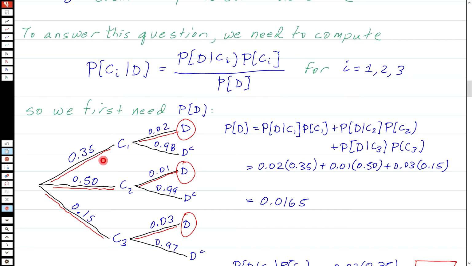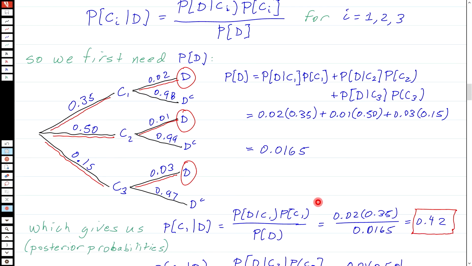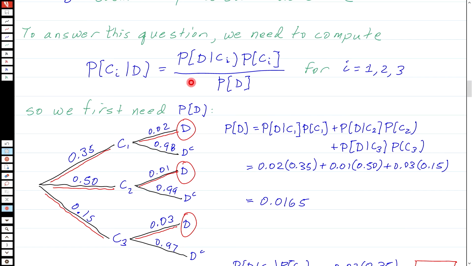So I'm looking for the probability of D, so it's the probability of going this path, or this path, or this path. Add up all these probabilities: 0.35 times 0.02, 0.5 times 0.01, and 0.15 times 0.03, and I get a probability defective of 0.0165, or 1.65%. Okay, so now I can plug those results into this calculation here.